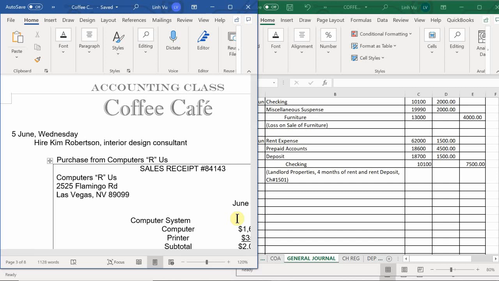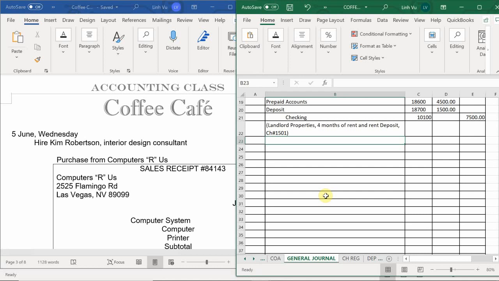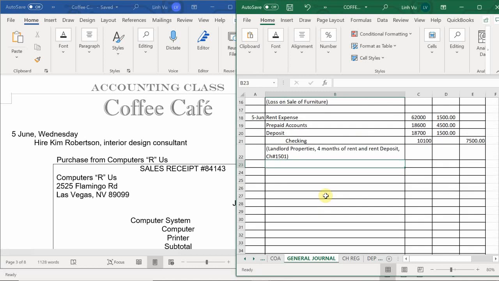Now, in this case, is this a transaction that I can record? Right now, no. Why? He didn't do any service yet. I don't know what he's going to do. In this case, we just only hired them.